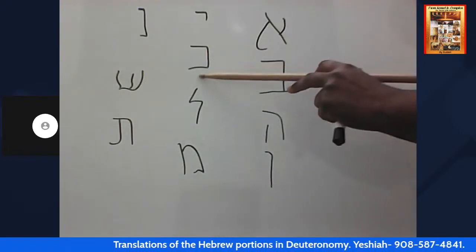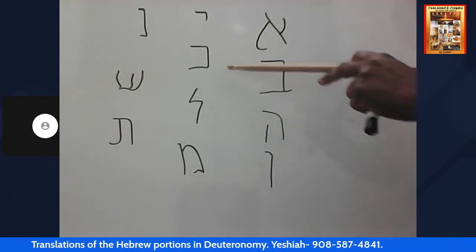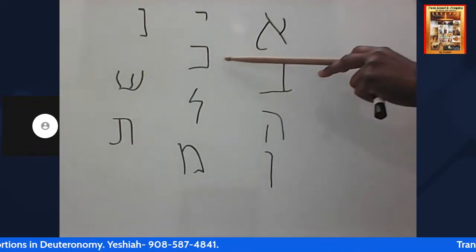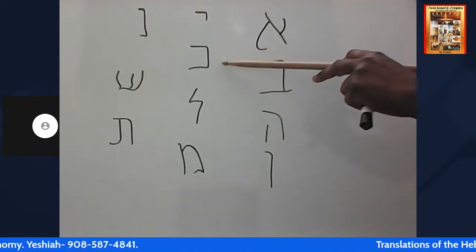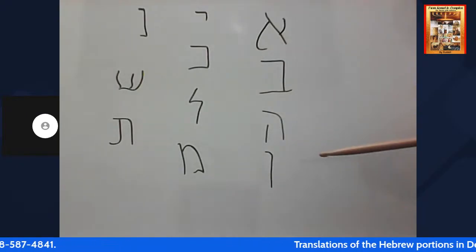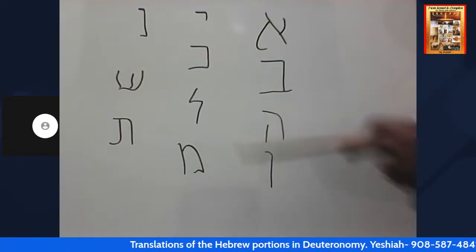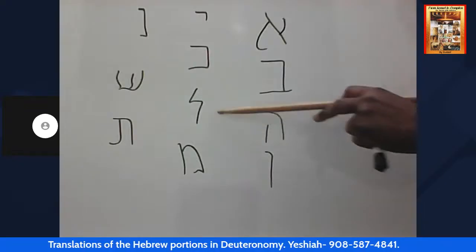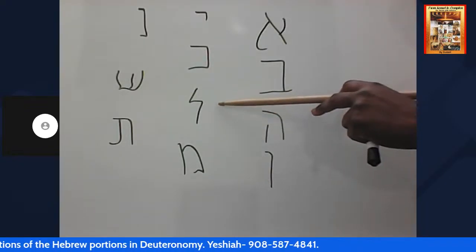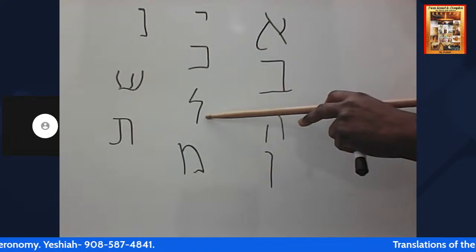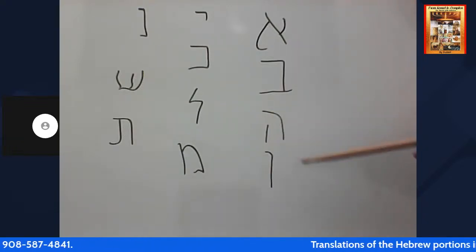Here we have the letter Kaf. This serves as a prefix with nouns and a suffix with nouns. Here we have the letter Lamed. Lamed serves as a prefix with verbs and a prefix with nouns.